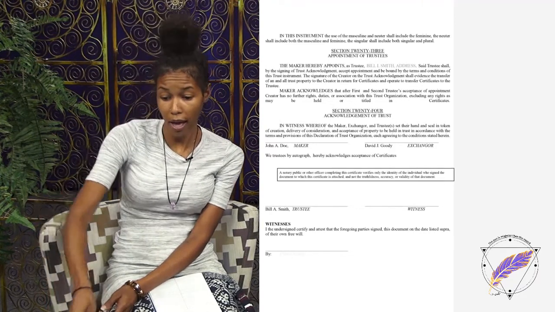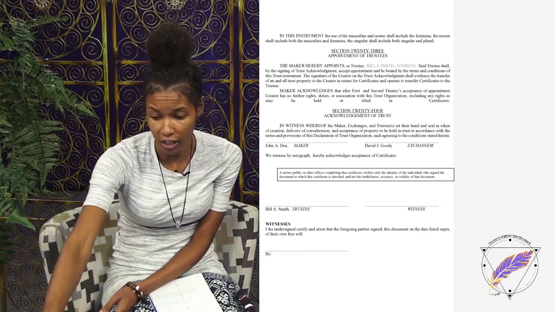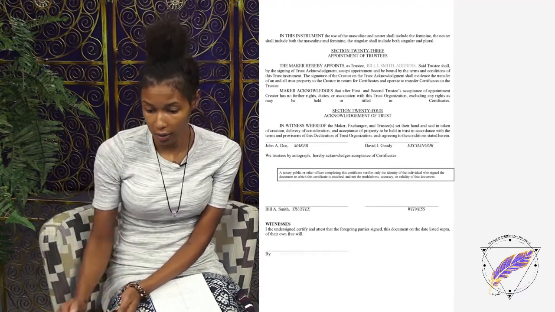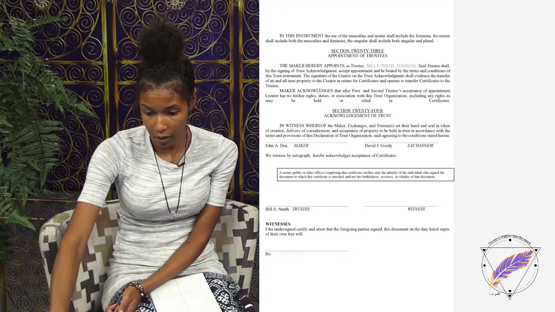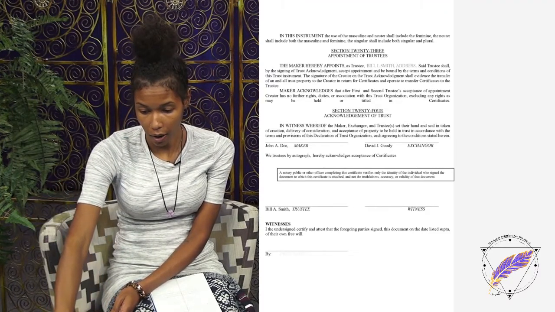Go down. You have your maker. Sign here. Your exchange guard, like I said, that's like your secretary. That's not you. That's someone that you trust, that you want in that position. And then you have your trustee. I will be the trustee of my family trust. You can list who you want. And then you have a witness, okay?